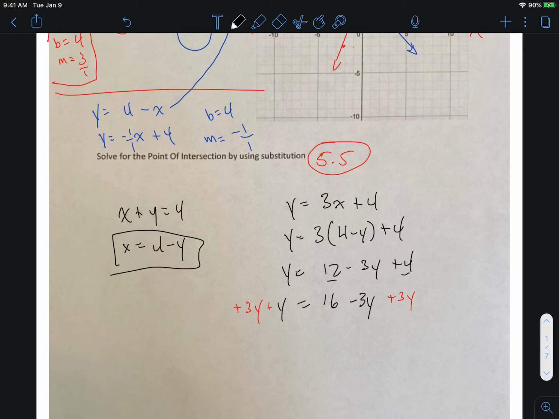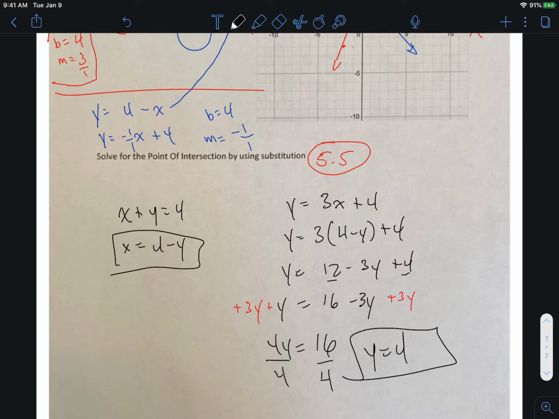Yeah, good. So what do you get on the other side? Good. Now you got 4y. 4y is equal to 16. And this is where you can divide it. Now, yes, good. Y equals 4. So now if we plug it back into here.